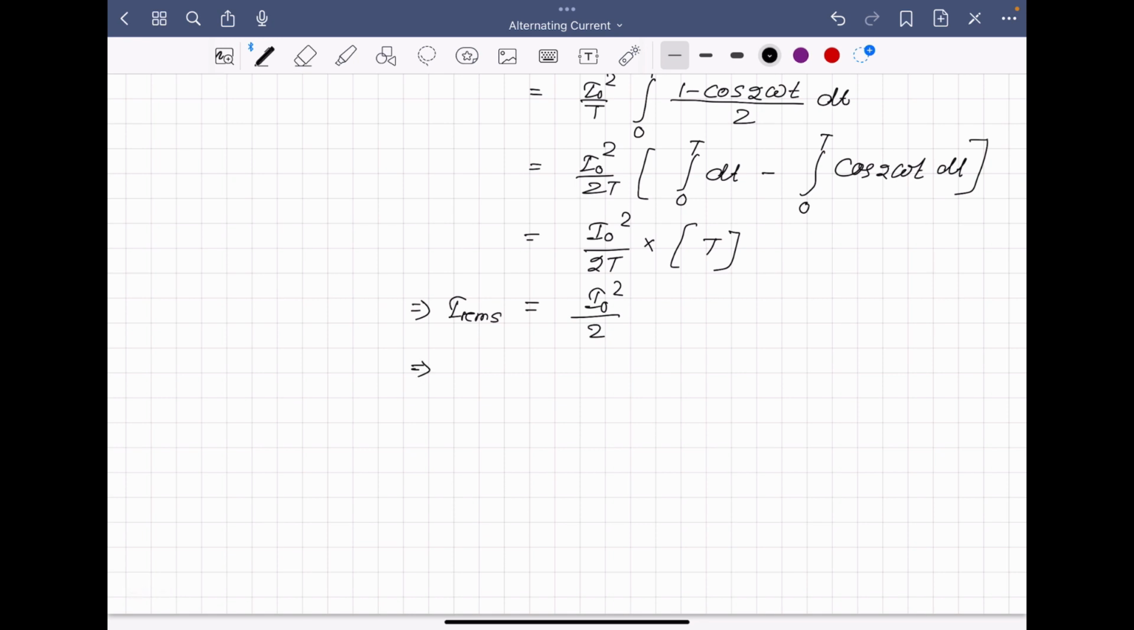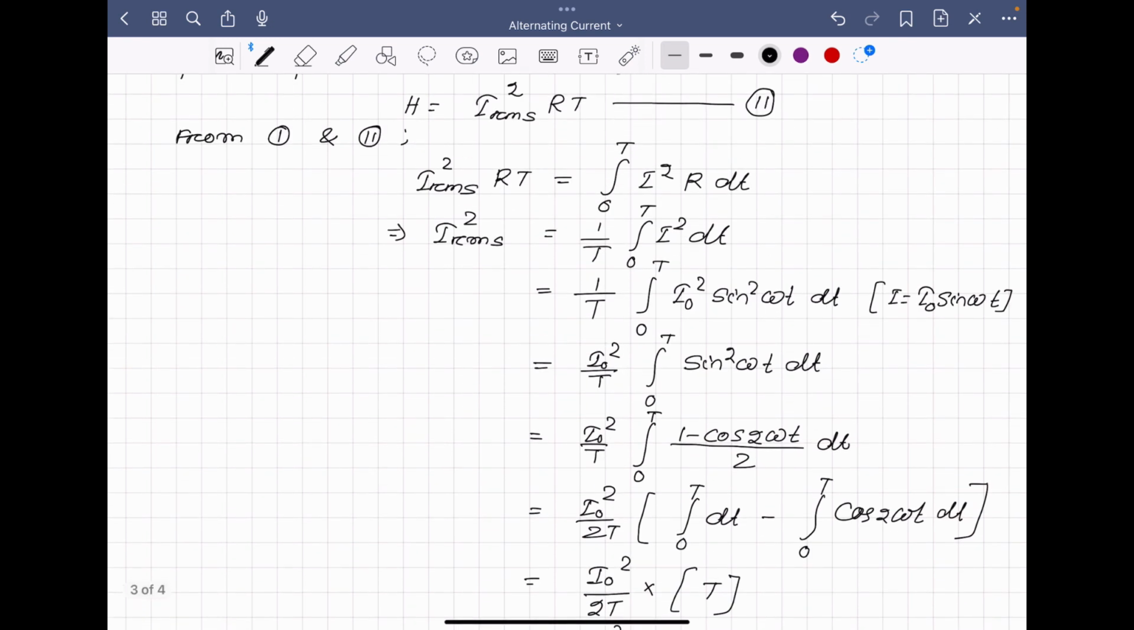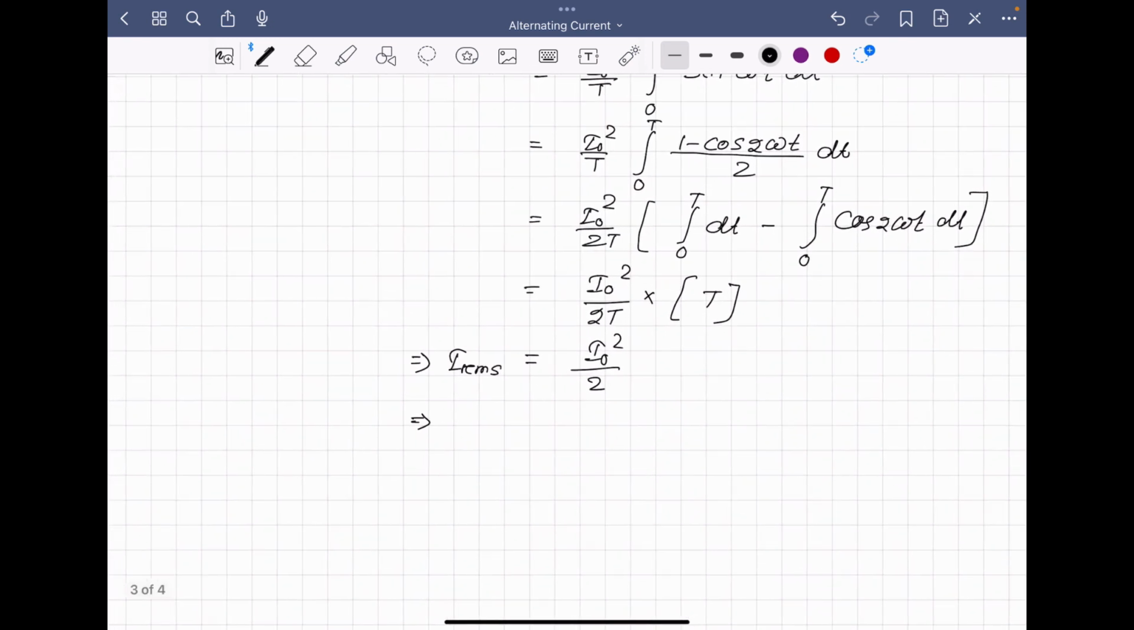Then what we got here? Sorry, this is not IRMS. This is our IRMS square. IRMS square. Okay. This is our I naught square by 2. Then what is our IRMS? IRMS is the square root of I naught square upon 2, and this becomes IRMS is our I naught upon root 2.